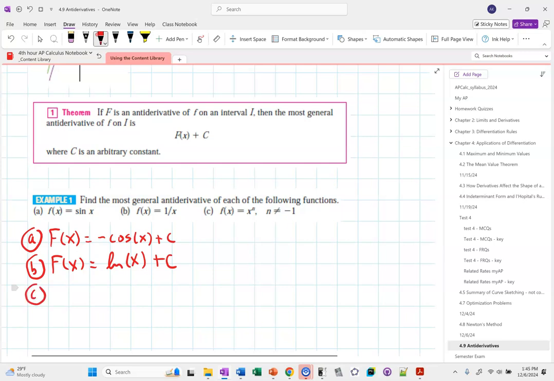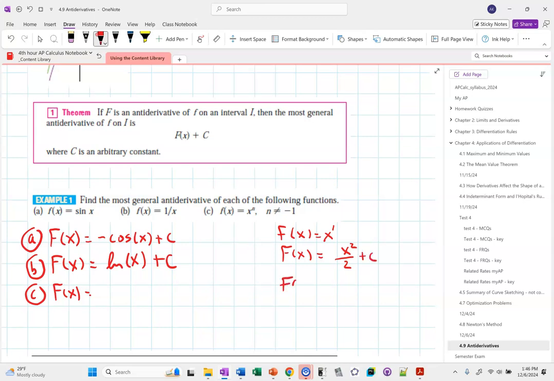How about x to the n? So let's just do a couple of examples. If it's x to the first, what would we have had to differentiate to get that? It would have had to have an x squared in it, right? But when I take the derivative of x squared, what do I get? 2x. How do I get rid of that 2? Divide by 2.